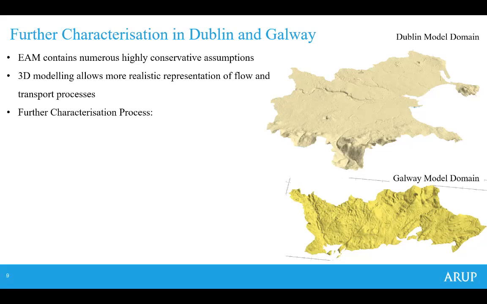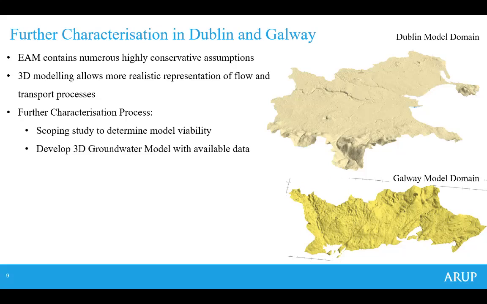So the further characterization process started with a scoping study to see, was it even viable to develop a groundwater model for these areas? Did we have enough data? Could we achieve the model resolution we wanted? And how big was the model domain going to be? So we then moved on to develop the groundwater model for these two cities, as it was determined it was viable. And we did that with the available data. But this then allowed us to identify areas where we needed further calibration.